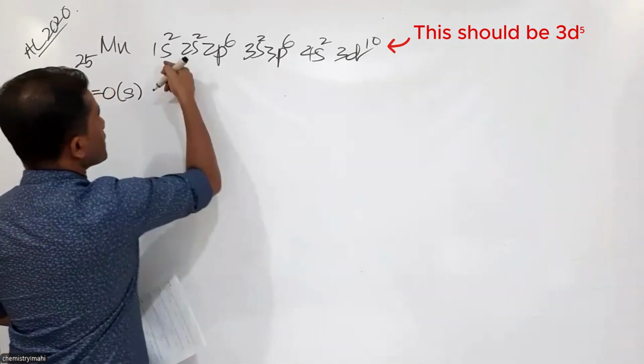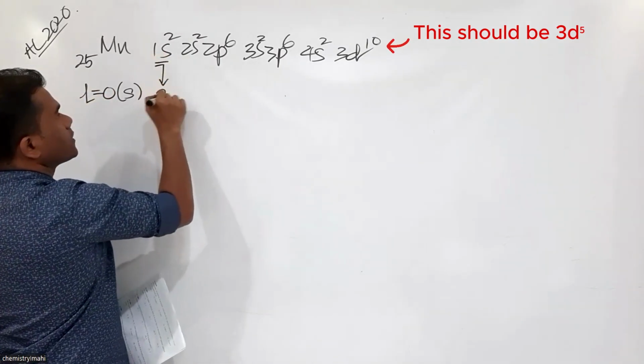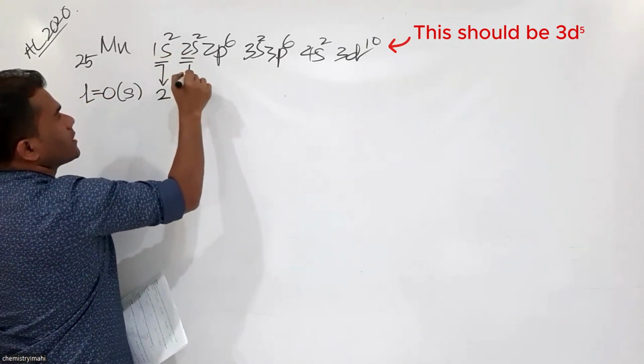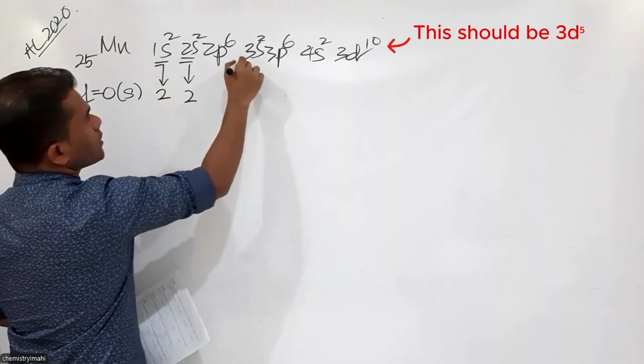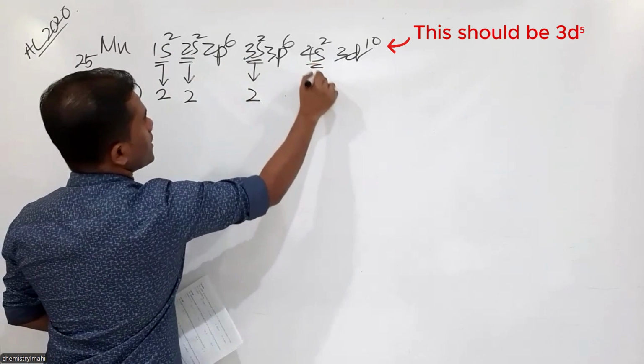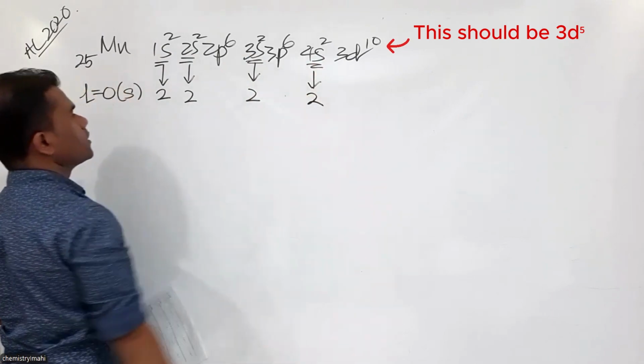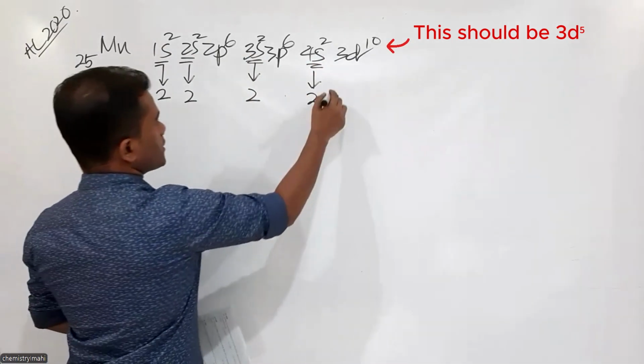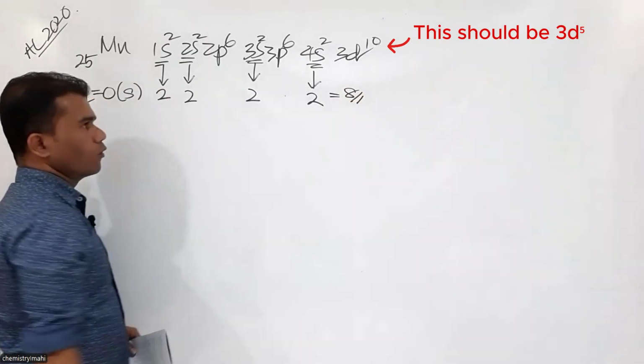Maybe n equals 1, but s, then there are 2. Maybe n equals 2, but L equals 0, s, then 2. Maybe n equals 3, but L should be 0, means 2 here. Maybe n equals 4, then 2. What about that? L equals 0, there are a total of 8 electrons.